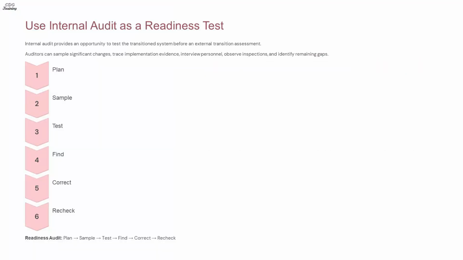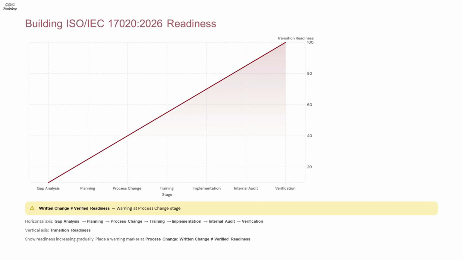Internal audit provides an opportunity to test the transition system before an external transition assessment. Auditors can sample significant changes, trace implementation evidence, interview personnel, observe inspections, and identify remaining gaps. The readiness graph shows the progression from gap analysis to verification, illustrating the stages of transition readiness. Each stage is crucial for ensuring a smooth transition to the ISO/IEC 17020-2026 standards.